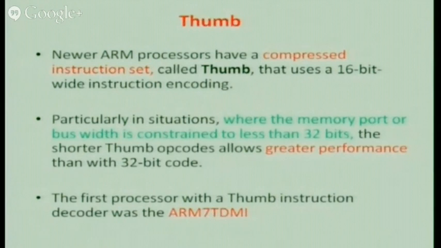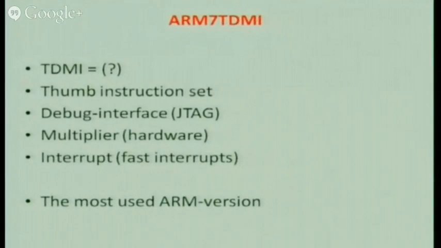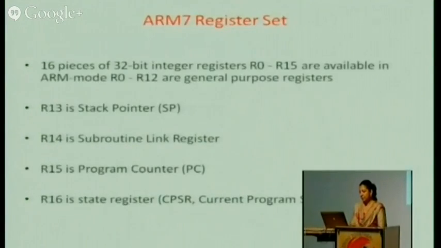The first processor with a Thumb instruction decoder was the ARM7TDMI, which I have explained to you. After this, all the versions of ARM processor, that is ARM7, 9, 11, all these processors contain the TDMI type of architecture, except your ARM6, which was without the TDMI structure. This I have already explained to you.